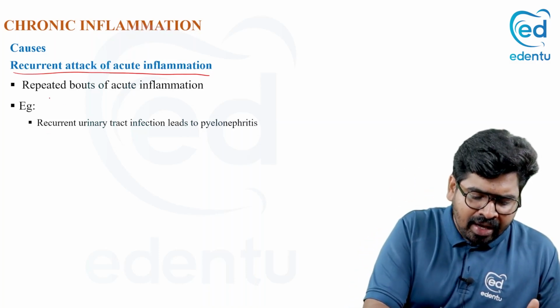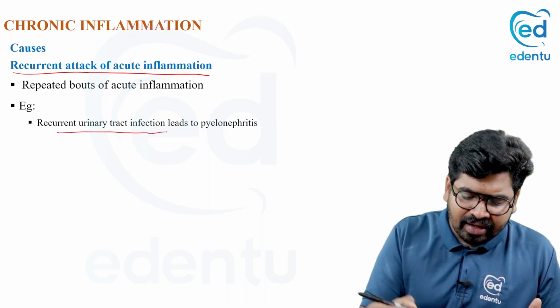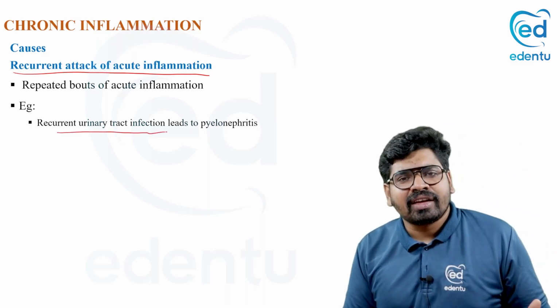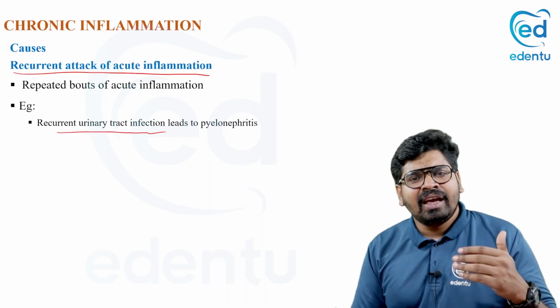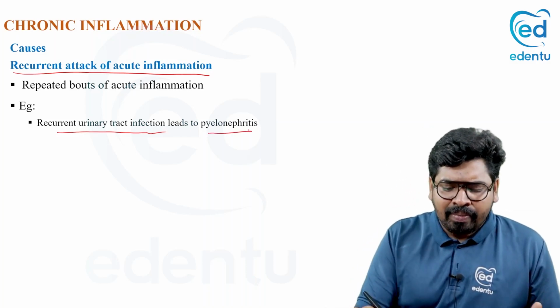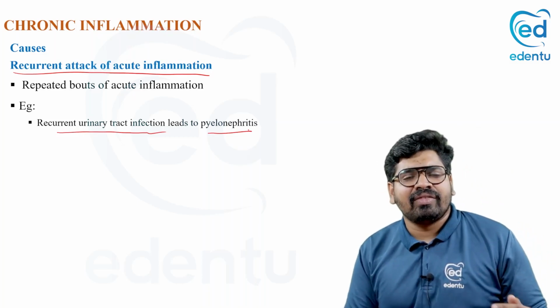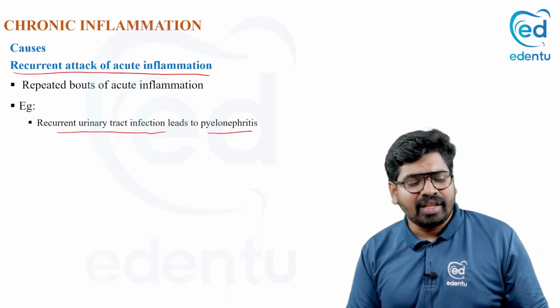For example, you have a urinary tract infection. If you get urinary tract infections again and again, it can lead to pyelonephritis, which is chronic inflammation in the kidney.